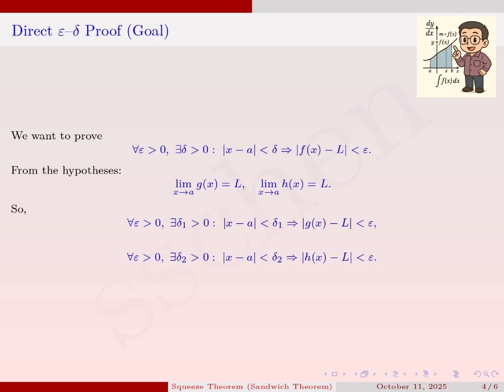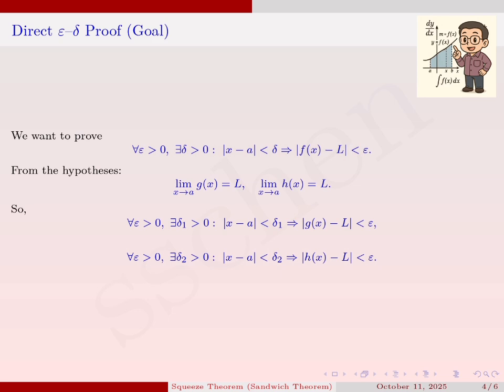To begin, we already know from the hypothesis that the limit of g of x as x approaches a equals L. That means for every epsilon greater than 0, there exists delta 1 such that if the absolute value of x minus a is less than delta 1, then the absolute value of g of x minus L is less than epsilon. Similarly, because the limit of h of x as x approaches a also equals L, there exists another number delta 2 such that if the absolute value of x minus a is less than delta 2, then the absolute value of h of x minus L is less than epsilon.